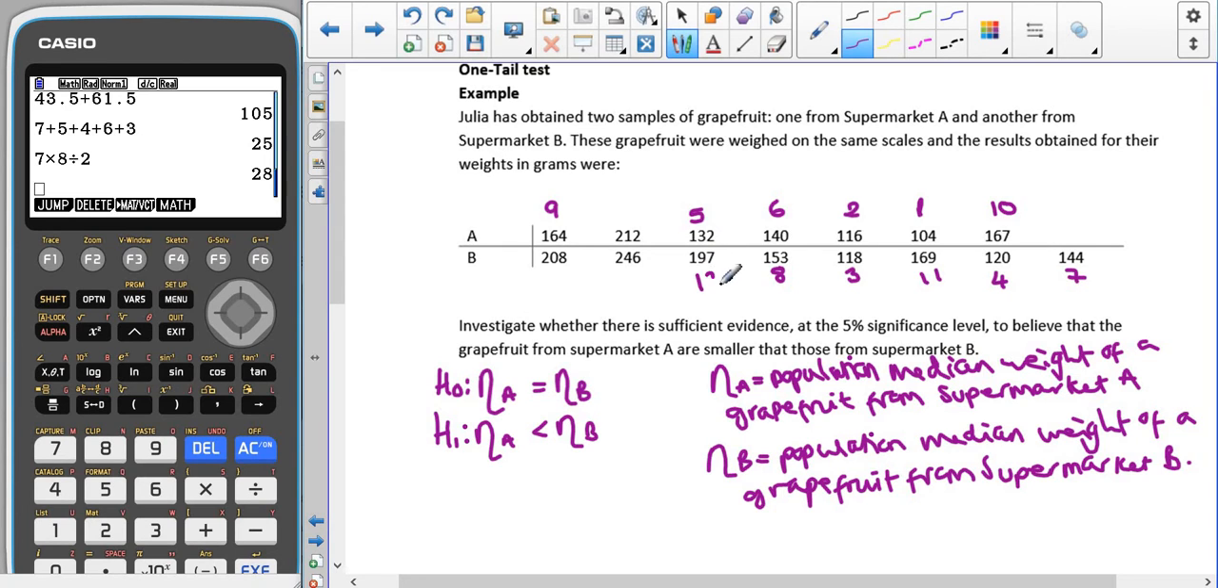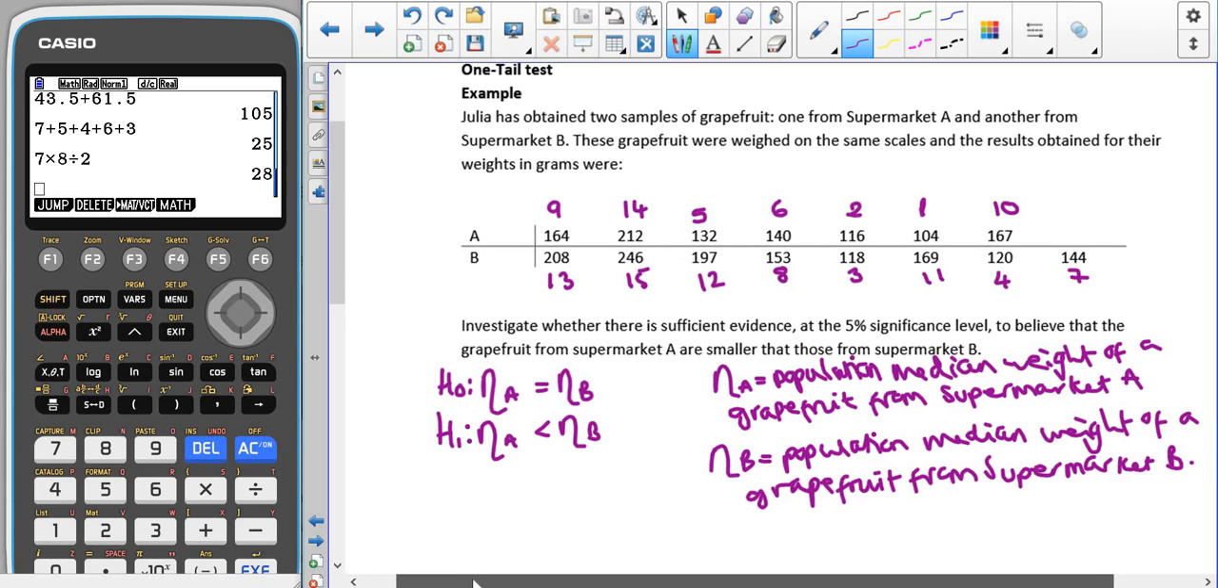197 will get the rank 12. 208 will get the rank 13. 212 will get the rank 14, and 246 will get the rank 15. And just to double check, 1, 2, 3, 4, 5, 6, 7, 8, 9, 10, 11, 12, 13, 14, 15. There's 15 pieces of data, and I got up to rank 15.